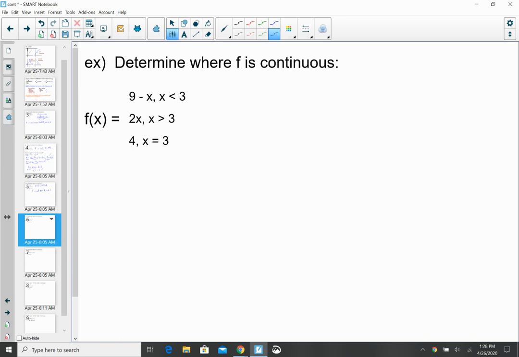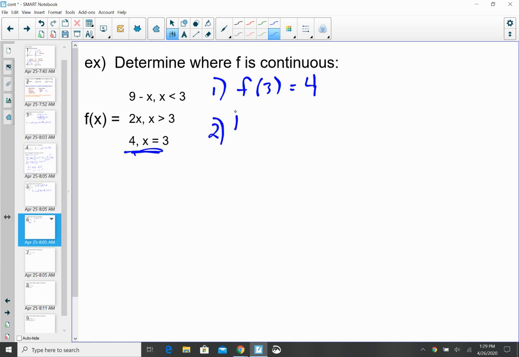All right, now let's run through the three criteria. The 3 right here, x equals 3, that's the number we need to look for. So let's first see, the first piece of the criteria, what does f of 3 equal? Well, it equals 4. That's what this part here tells you. When x equals 3, the y value is 4.